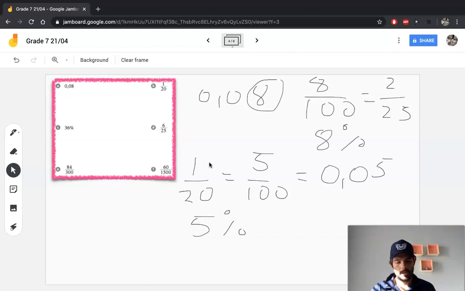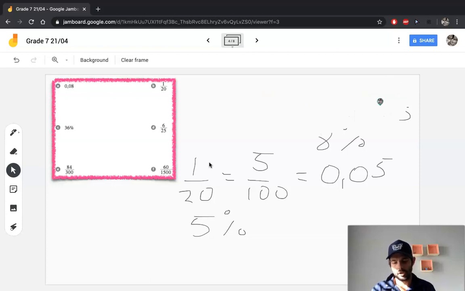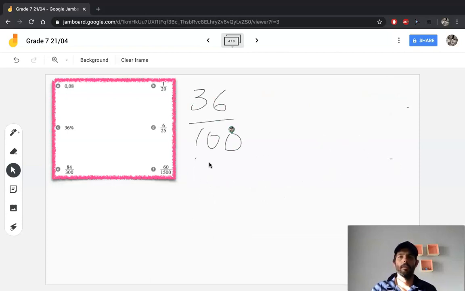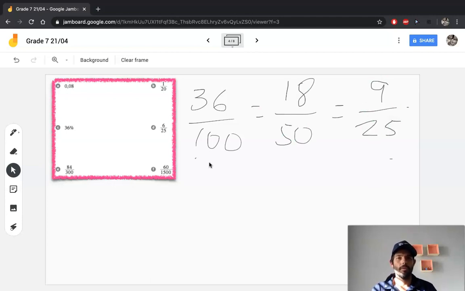Okay, let's clear some space quickly. For C, you've got 36%, so straight away you should be thinking, how can I write that as a fraction? And that's 36 out of 100. Okay, I can simplify that to 18 over 50, which is the same as 9 over 25. Okay, so that's all good there. That's your fractions done. And then as your decimal, 0.36.